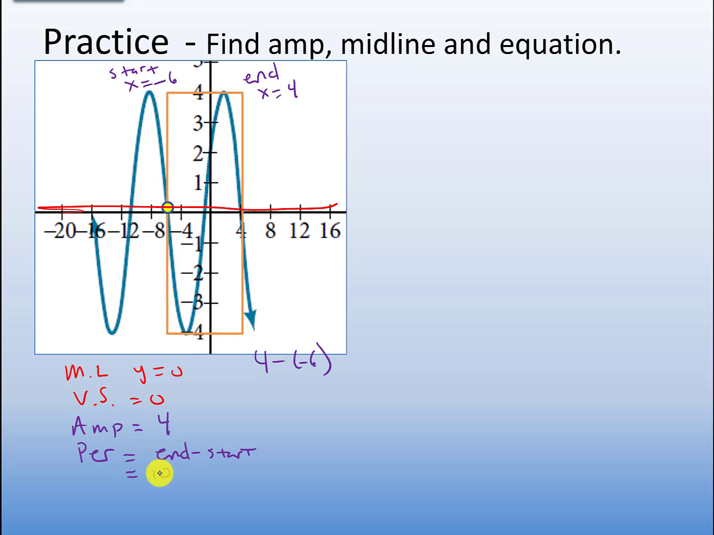Vertical shift, none. Amplitude, done. Last thing is horizontal shift. Do we have a horizontal shift? Sometimes it'll be called phase shift, and we do. It's -6.